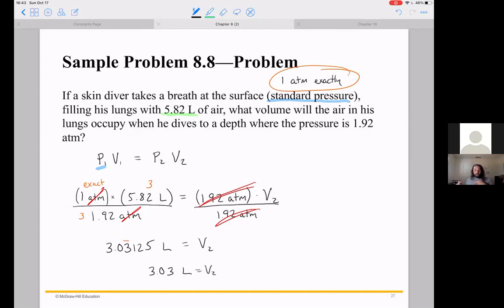So you can see that as the pressure increased, the volume decreased. This is what we would call an inverse relationship. If the pressure were doubled, the volume would actually be cut in half. But this would be my final answer here using Boyle's law.